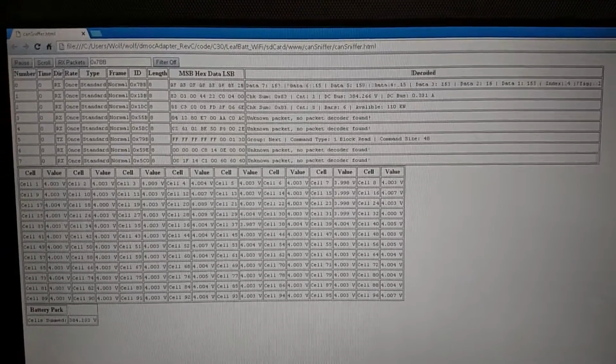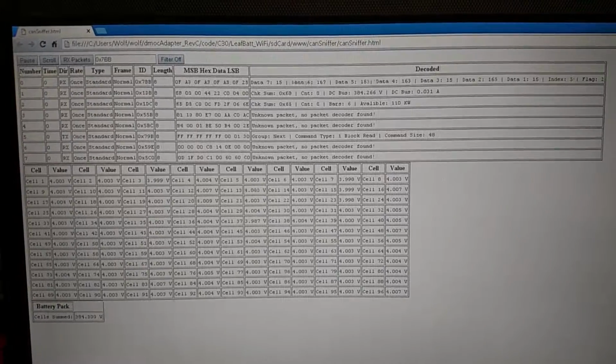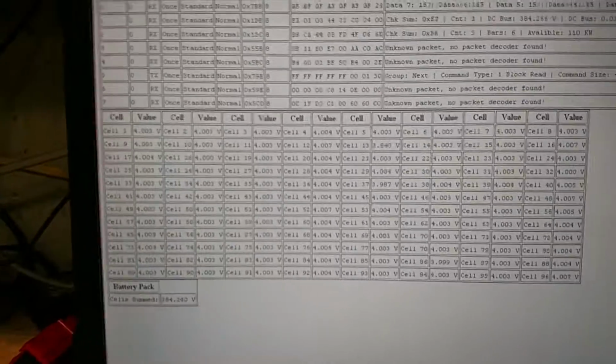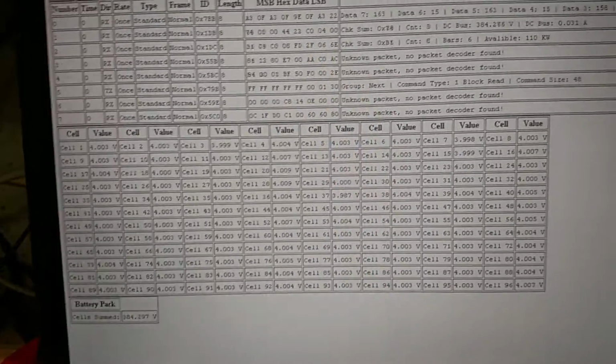This is my little CAN sniffer program if you haven't seen it. And it's sending over Wi-Fi down to my laptop. We're down in the basement right now. And it's reading the individual cell voltages. That was one of the first things I got up and running.